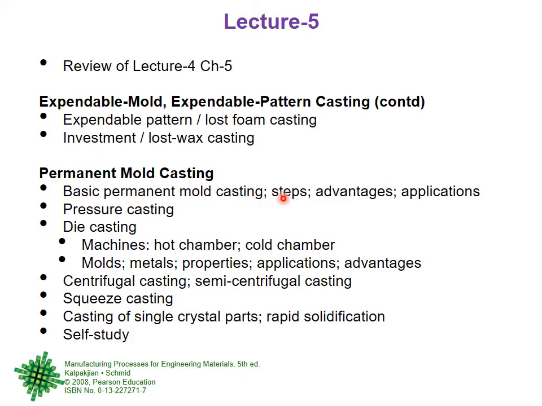basic permanent mold casting, the steps, advantages and applications, the thing called pressure casting, the most important in this category called die casting, its machines, hot chamber and cold chamber type, its molds, metals, properties, applications, advantages and so on. So after sand casting, this will be the major one that we will cover to some extent. Then the other techniques of permanent mold type, centrifugal casting and semi-centrifugal casting, squeeze casting, casting of single crystal parts and rapid solidification. And we have prepared some slides for you as a self-study towards the end of the chapter.